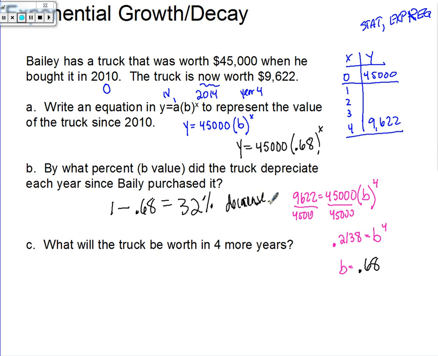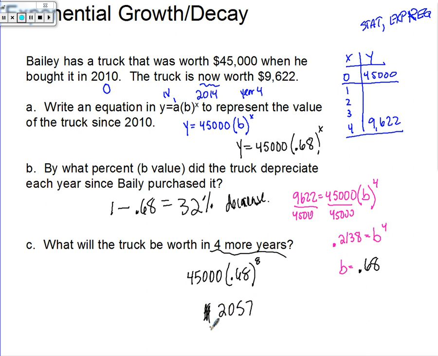Okay, how much will it be worth in 4 more years? I take my original 45,000 times 0.68, and instead of plugging in an x or a 4 here, I plug in 8, because 4 years ago and 4 more years. So 45,000 times 0.68 to the 8th, and I get 2057.